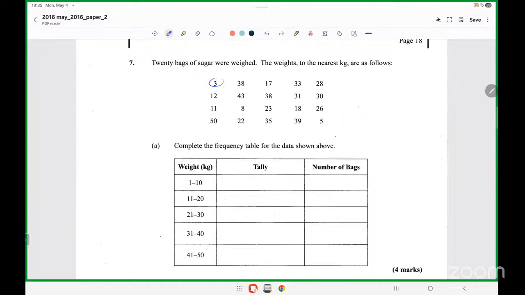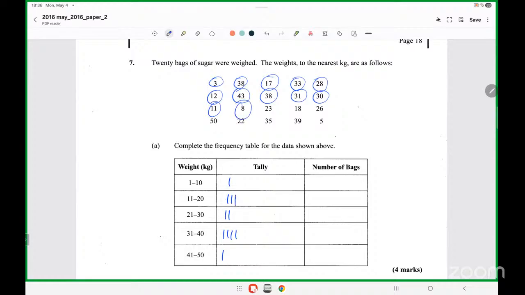So the first value is 3, put a mark for 3. Next value is 38, which will be in this group, so 38. Next value is 17, 17 will be right here. Next value is 33, 33 will be right here. Next value is 28, 28 would be right here. Next value is 12. 43 will be down here. 38 will be right here. 31 will be right here. 30 will be right here. 11 is going to be here.